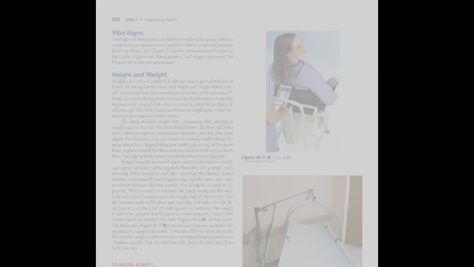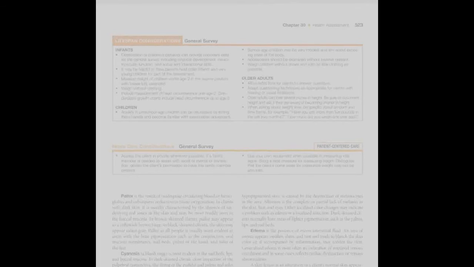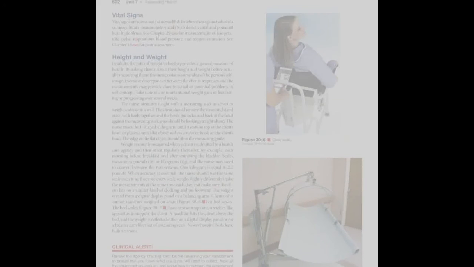M30_BERM. 4362_10_SE_CH 30.IND 521 April 12, 14, 11 a.m. Number 153613 CUST, Pearson, Berman PG Number 522 Title, Kozier and Herb's Fundamentals of Nursing 10. EC/M/Y/K Normal Design Services of S4 Carlisle Publishing Services. 522 Unit 7 Assessing Health.